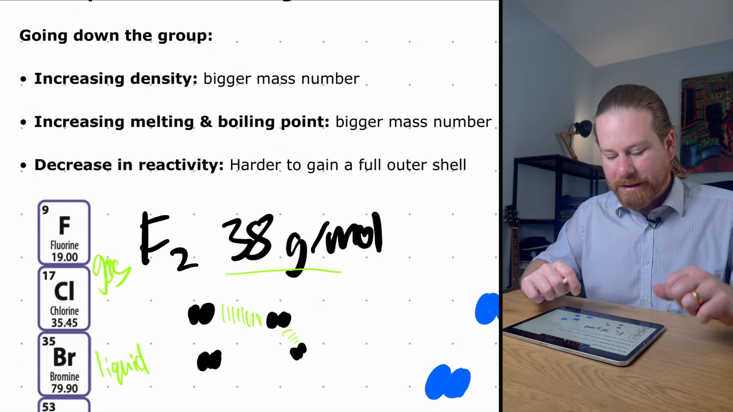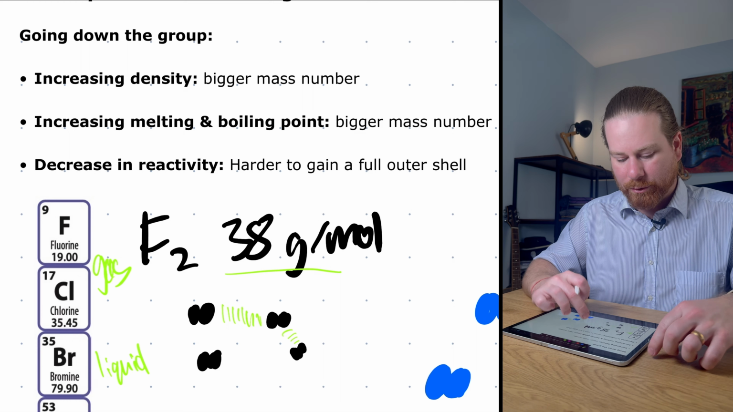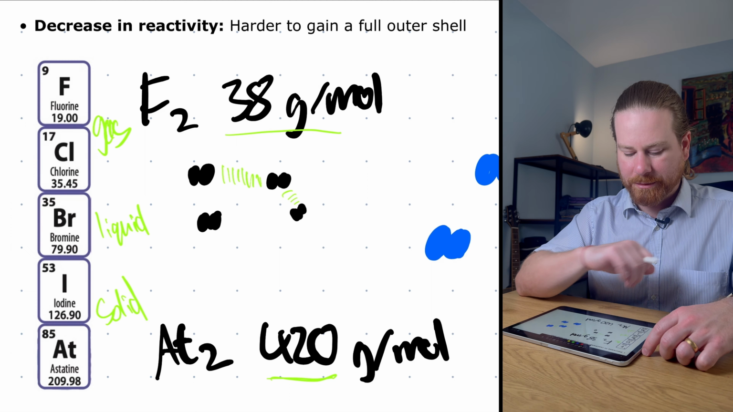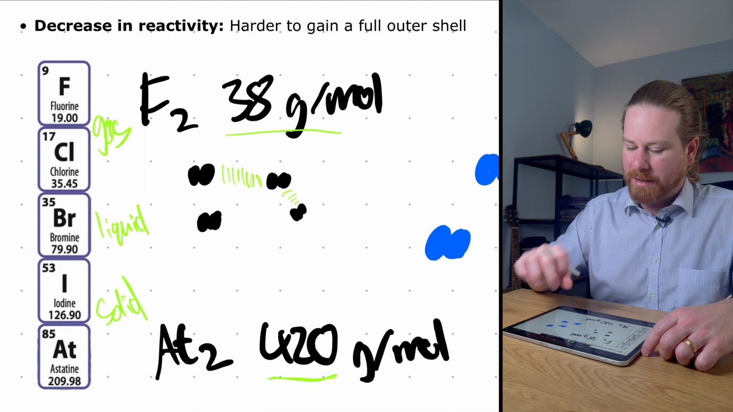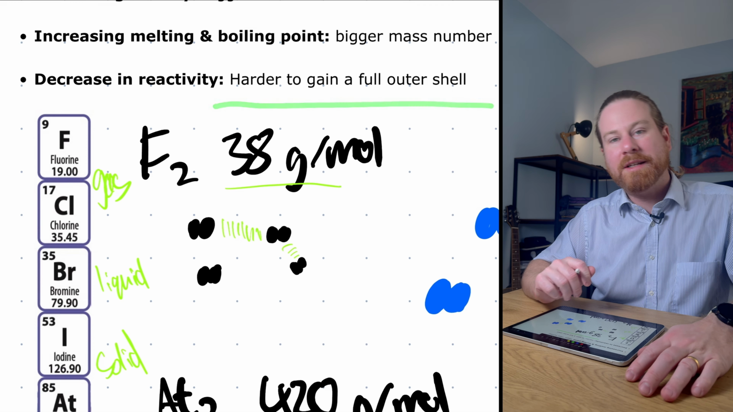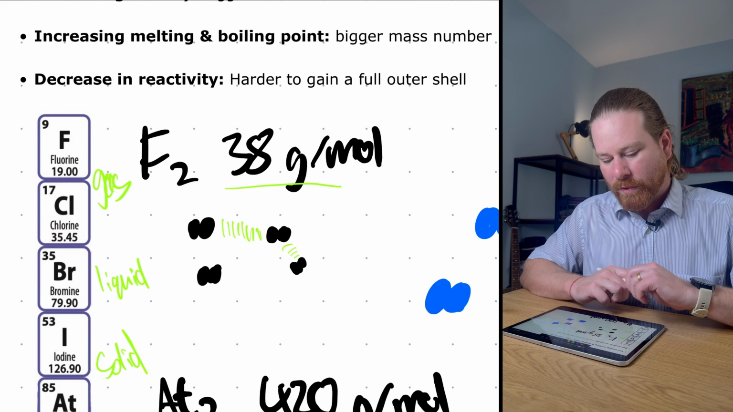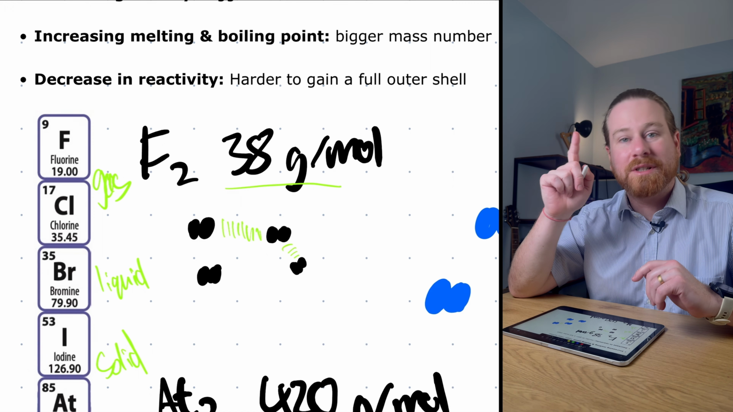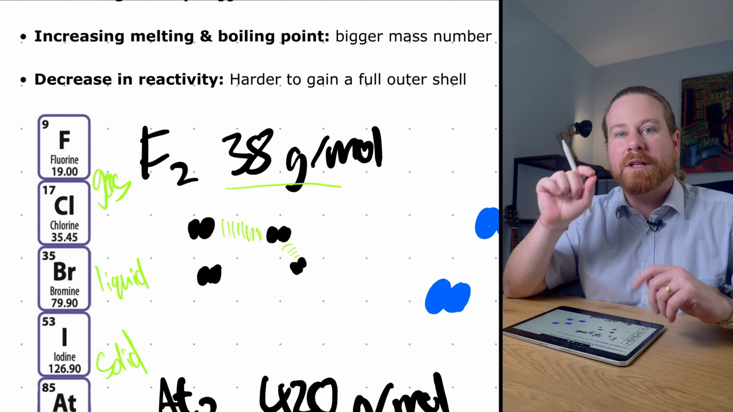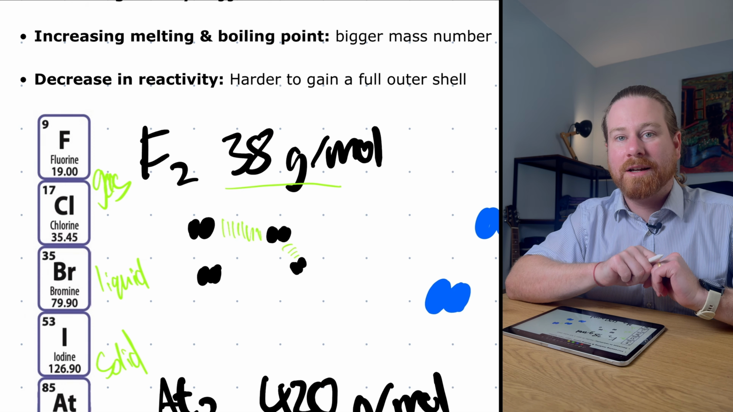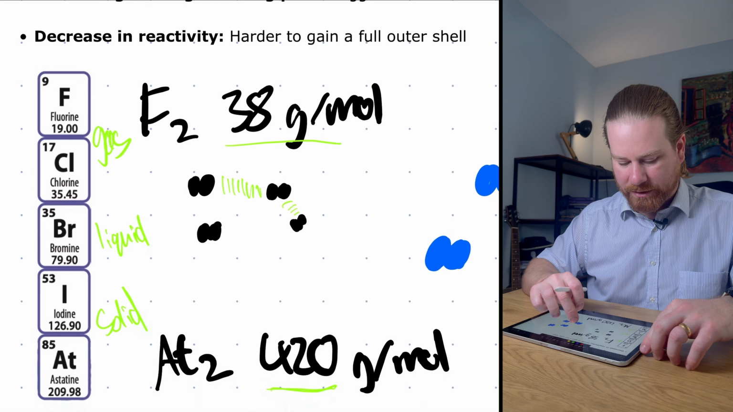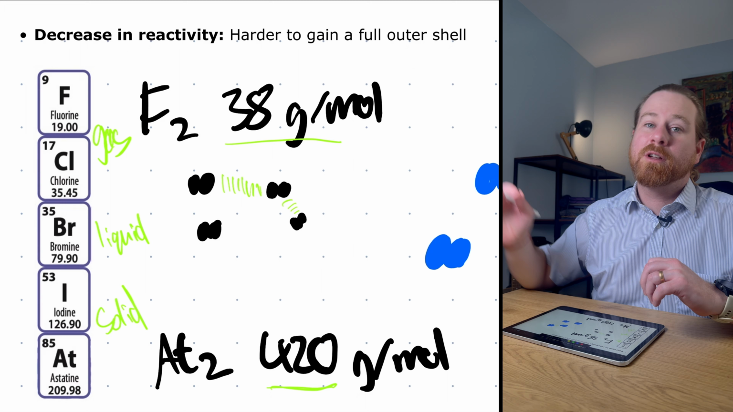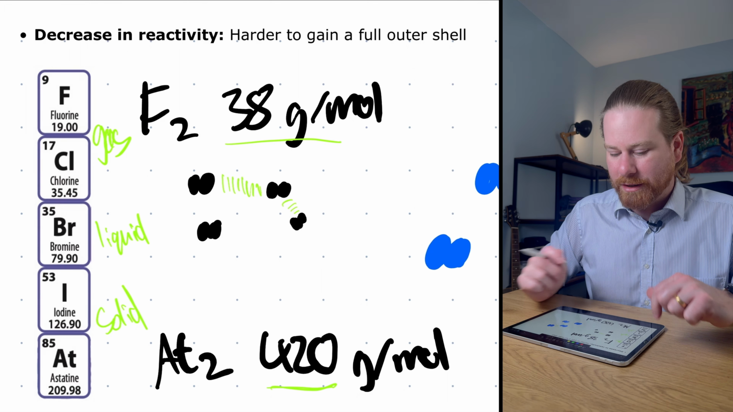And our final thing, a decrease in reactivity. As we're going down the group, we're having a decrease in reactivity. So fluorine is the most reactive halogen, with astatine being the least reactive. And this is due to how hard or easy it is to gain a full outer shell. Because fluorine is a smaller atom, to gain a full outer shell it just needs one electron. So it's a lot easier for fluorine's positive nucleus to attract the one electron that it is missing. Compared to iodine and astatine, the outer shell is much further away from the positive nucleus, so it's much harder for it to hold on and attract the electron that it is missing.